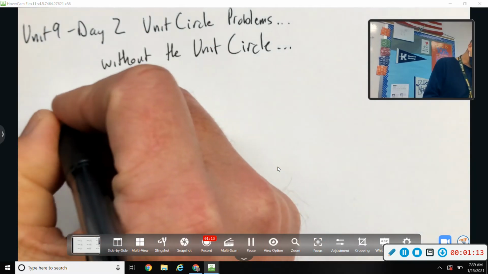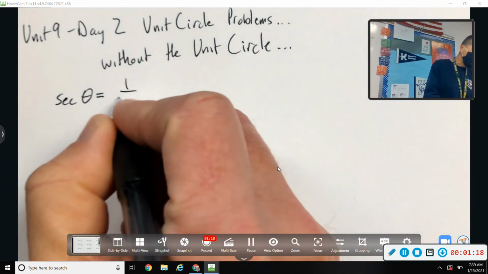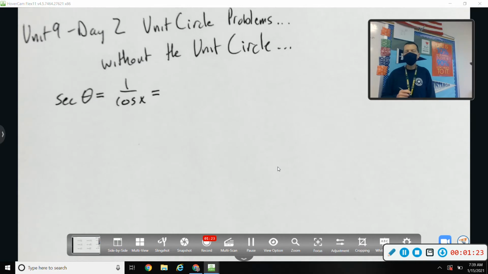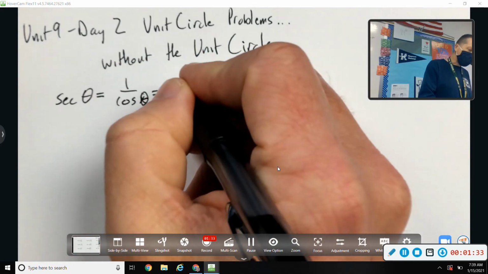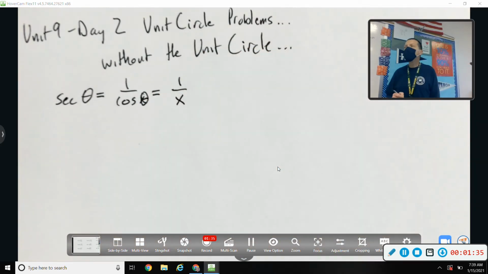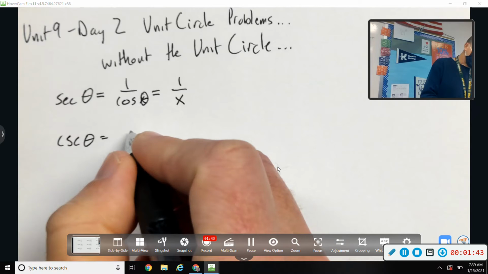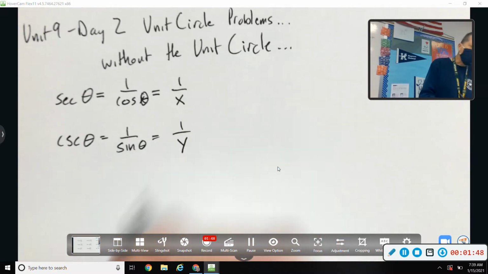Let me remind you, we did this in warm-ups, but just a reminder, secant is 1 over cosine. So if we ask you for secant, you take the x coordinate and you flip it over. It's not really anything extra other than flip it over. Cosecant goes with sine, so you take the y coordinate and flip it over.